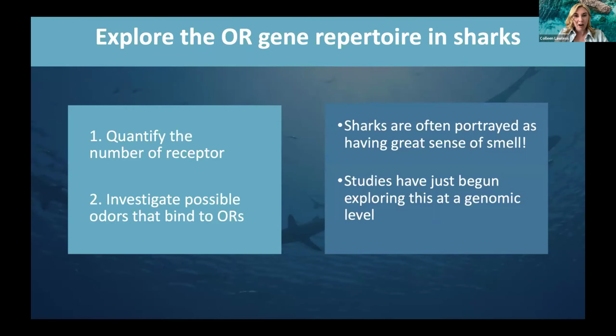At the minute, I think we have around 30 species, but still very low, still very poor when you look at other vertebrates. So sharks are often portrayed as having a great sense of smell. So I wanted to explore this by looking at their OR gene repertoire. And the first 2 things I have to do is mine these in sharks' genomes, quantify them, and then investigate what possible odors might bind to these smell receptors.